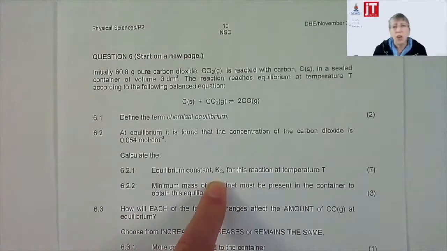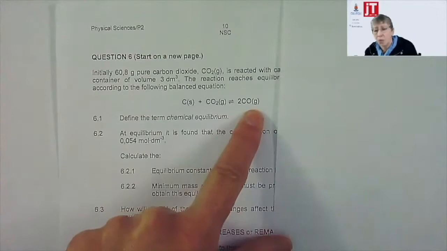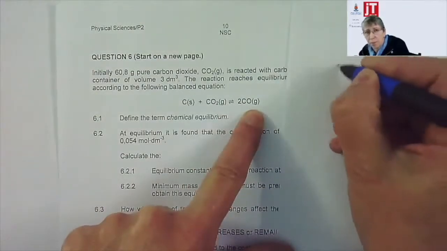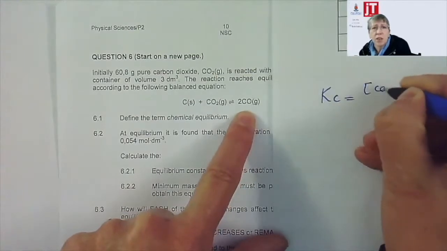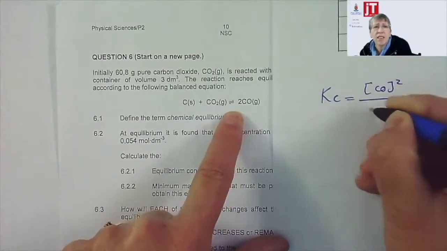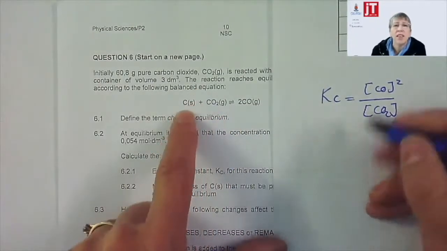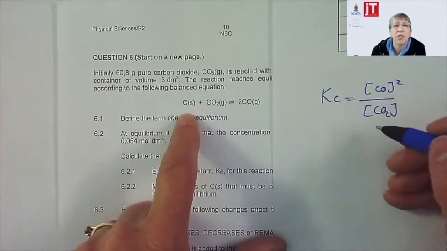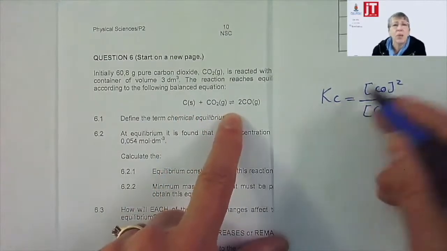Now, guys, if you are looking at this, they are talking about Kc. And for Kc, the Kc equation for that one would have been [CO] to the power 2 divided by [CO2], right? And remember, the solid does not come in, right? It's got a concentration of 1, so we are going to ignore that. So it is not in there.